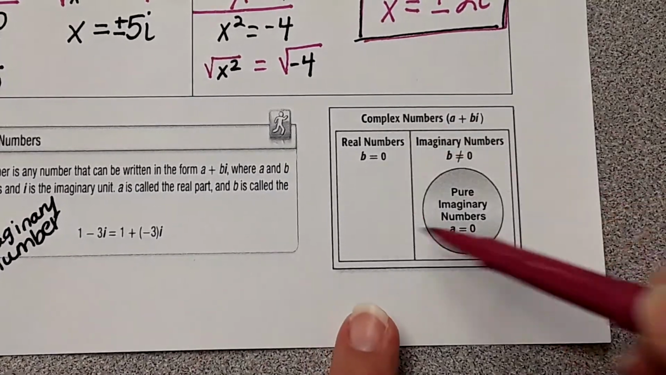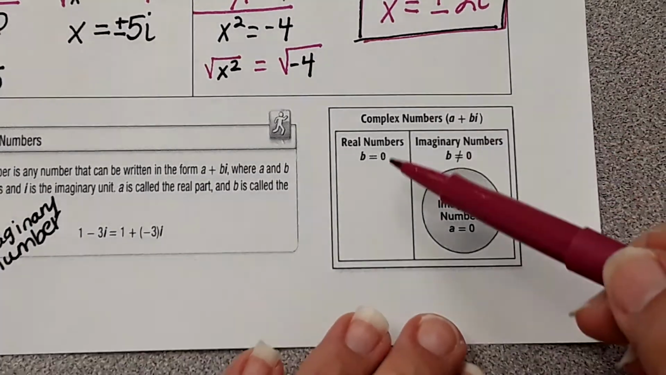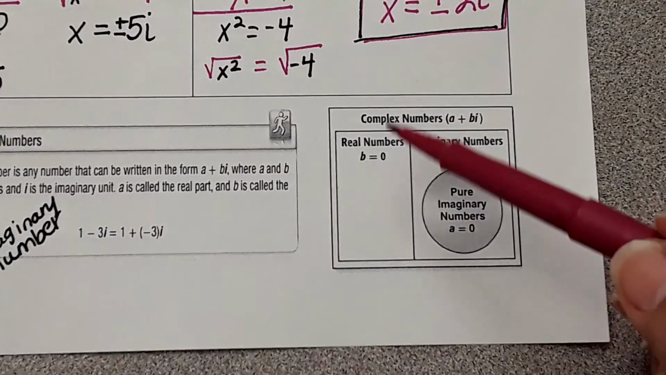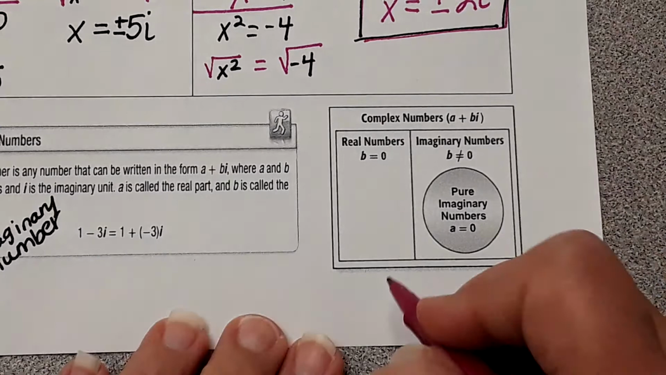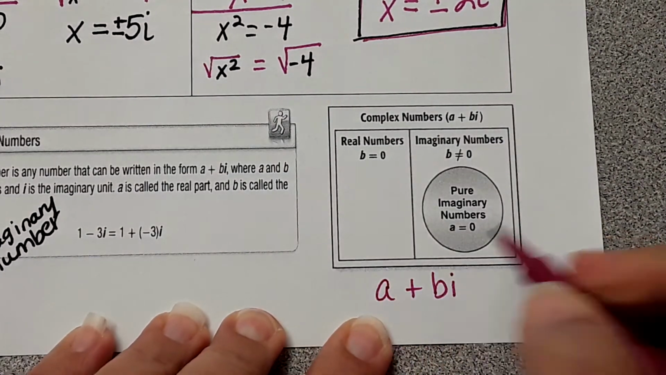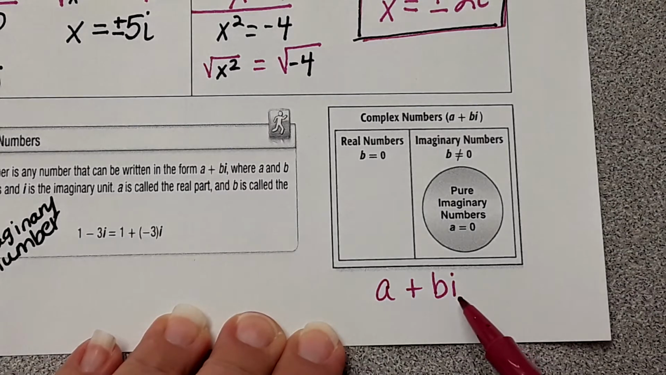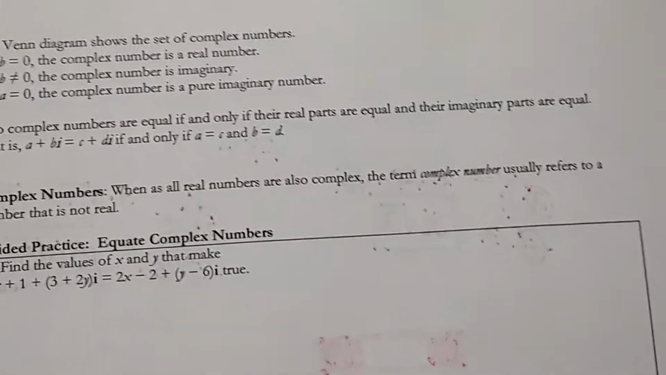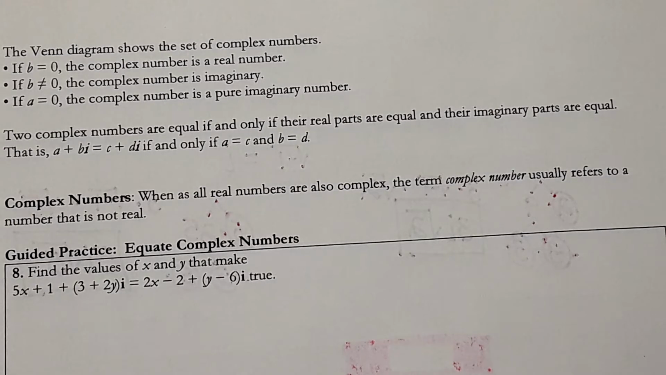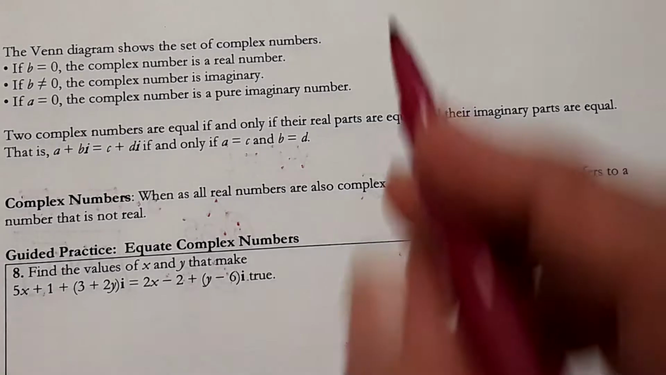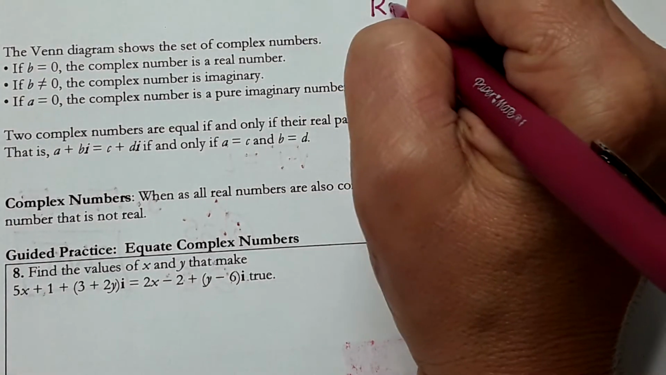So this is a Venn diagram, and it's talking about what the difference between a real number and an imaginary number is. So remember that anytime you see a plus bi, a is your real number and bi is your imaginary number. Okay, so on the back of your notes, it says the Venn diagram shows, so I wanted to show you where the Venn diagram is. And I wanted to show you what makes a real number and a complex number and a pure imaginary number.